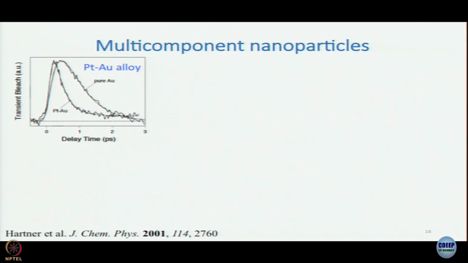One is alloy, that means the composition is homogeneous throughout the nanoparticle, 5% platinum, 95% gold everywhere. If you could take samples from different parts of the nanoparticle, you get the same thing. The other is a core shell, where maybe you have a gold core and a platinum shell. Both are useful in their own ways. We are not really talking about the applications here, we are just going to see what the time constants are and why, but both have different kinds of application.